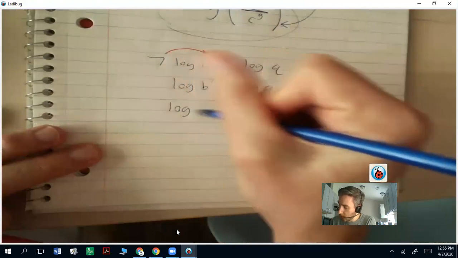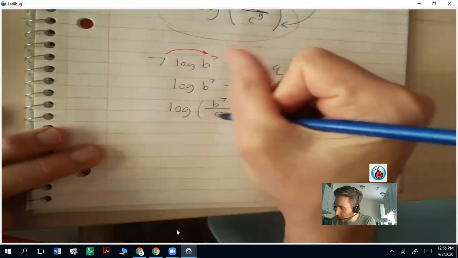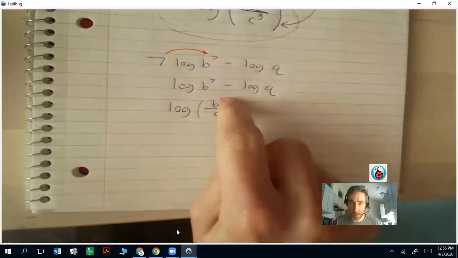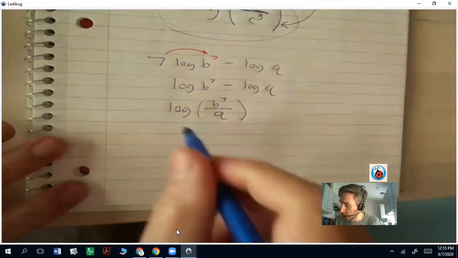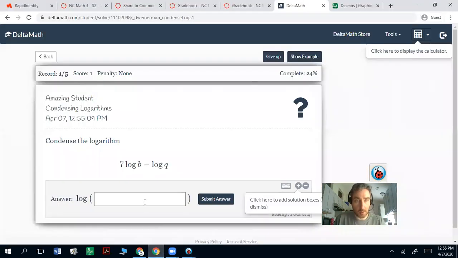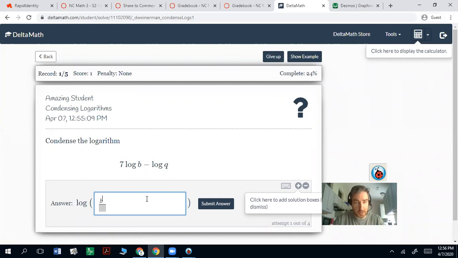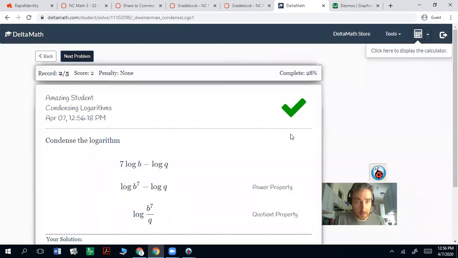We say log, and in the parentheses, you're going to do b to the 7th over just q. So all I got to do is put the b to the 7 over q because it already has the log written for that. So I would hit the slash bar for the fraction. B, shift 6, remember shift 6. Wish you could see me typing on my keyboard, but if you press shift and 6, it's going to put the exponent. You can type in whatever you want, and then you can put q on the denominator, and good deal.